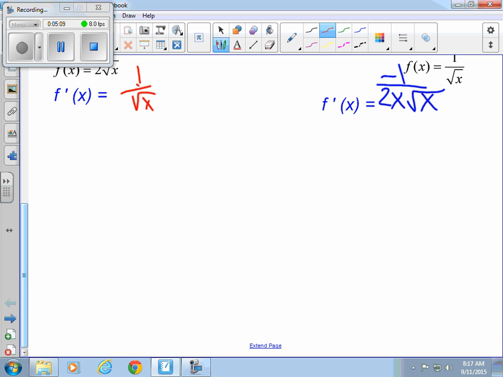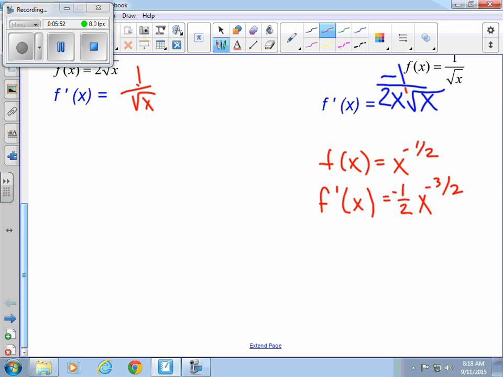Okay, but does it work? The square root of x is x to the 1/2, right? So 1 over the square root of x is x to the negative 1/2, right? That looks easy to me. Negative 1/2 x to the, what's negative 1/2 minus 1? Negative 1 and a half. Now you had the 3 that you mixed up. Does everyone agree? Is that the same as that?